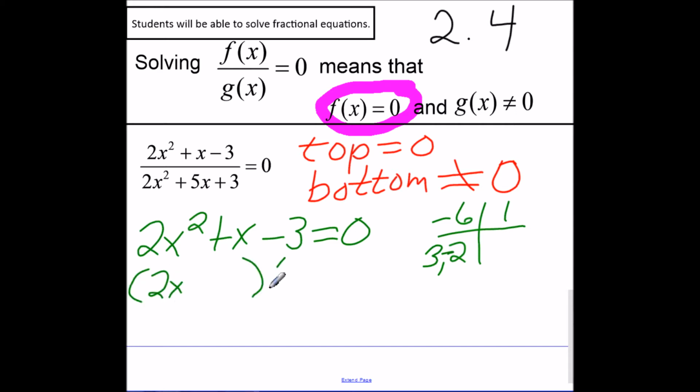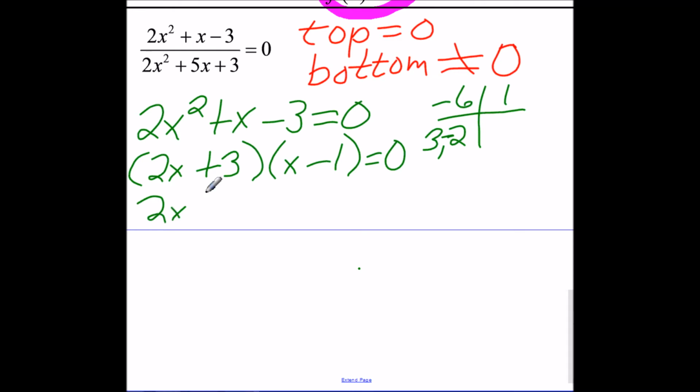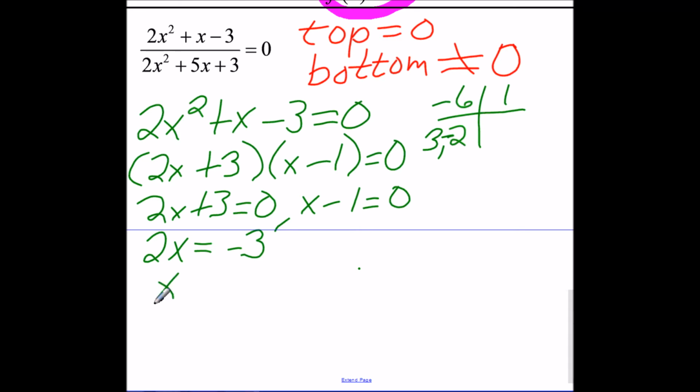First times first is 2x times x. Outer times outer has to be -2, so 2 times -1 gives me that -2. Inner times inner has to be +3, so 1 times +3 gives me that +3. I'm going to set those factors both equal to 0 and then solve those two equations. Okay, so these are possible solutions.